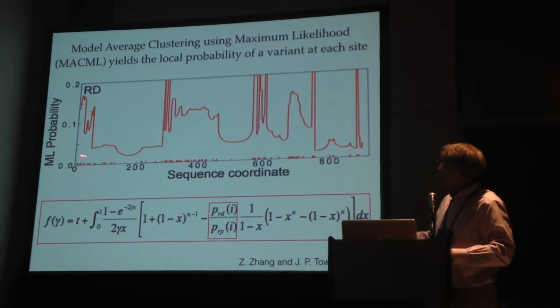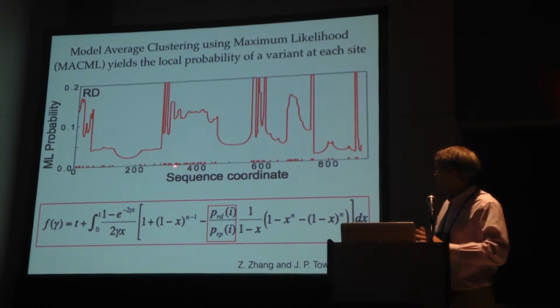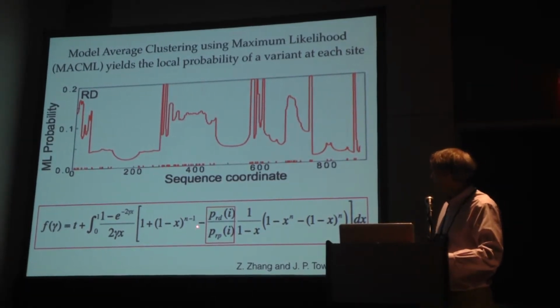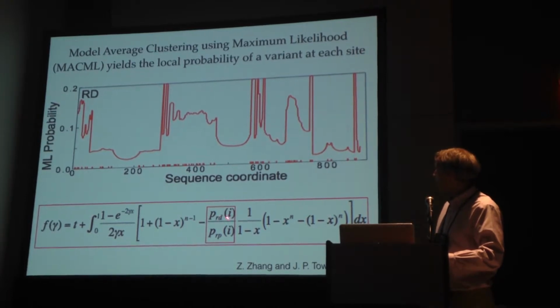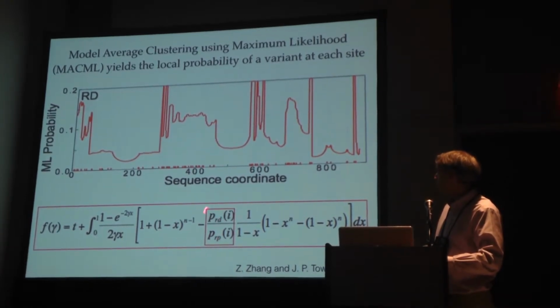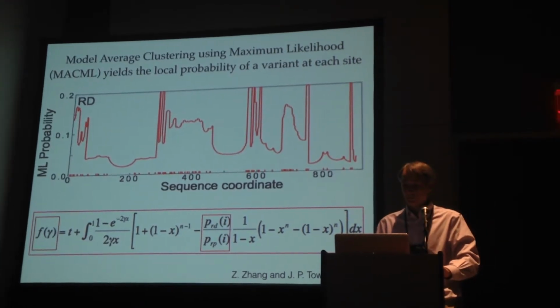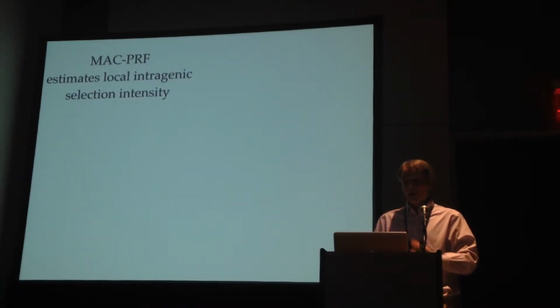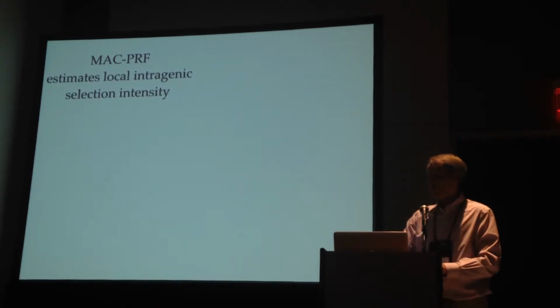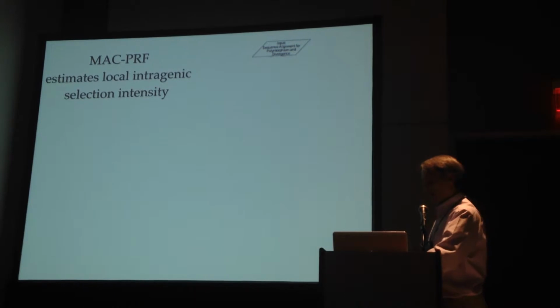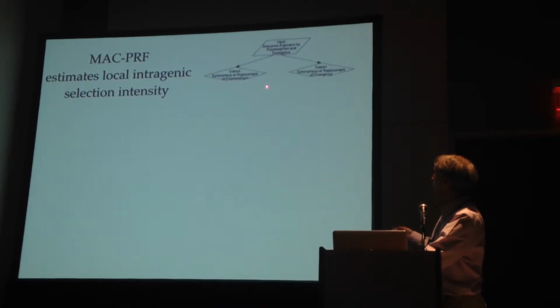The neat thing is, if you take this kind of probabilistic plot of where there's divergence and where there's not, or where there's polymorphism and where there's not, you can take those estimates for replacement divergences and polymorphisms, put them into this formula, and get an estimate across sites for selection. Now, this is how the whole approach works. This is how MAC-PRF estimates local intragenic selection intensity. At the beginning, and I apologize if you can't read this, you input the sequence alignment for polymorphism and divergence.